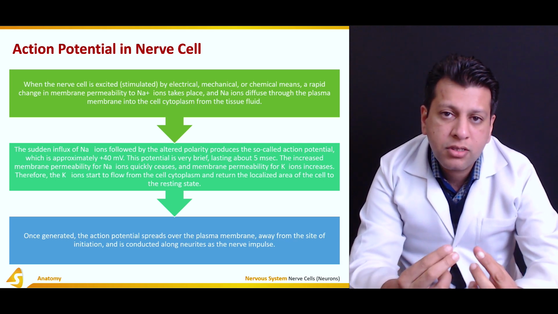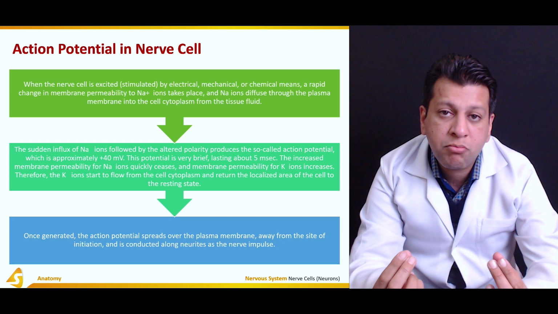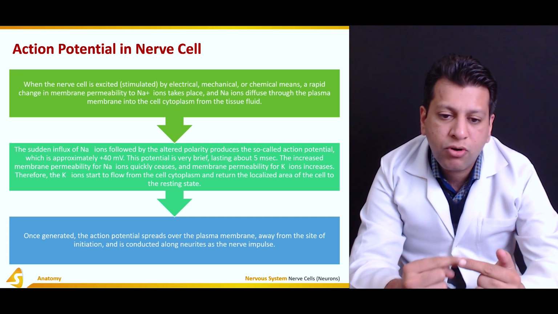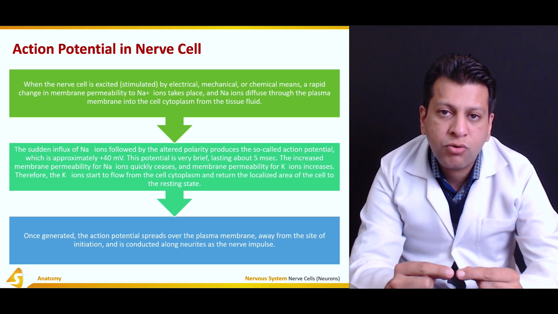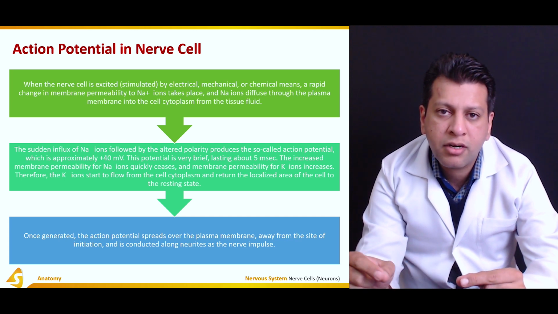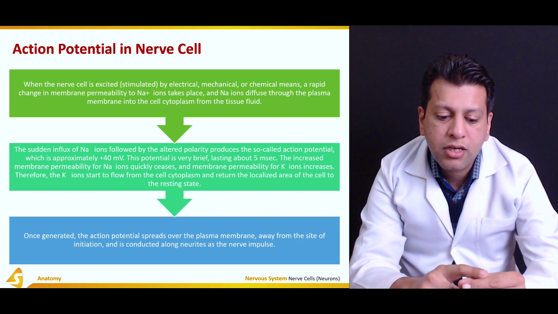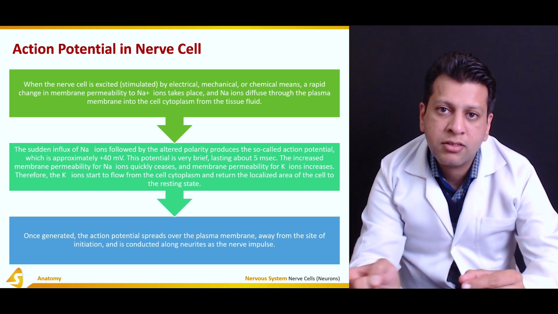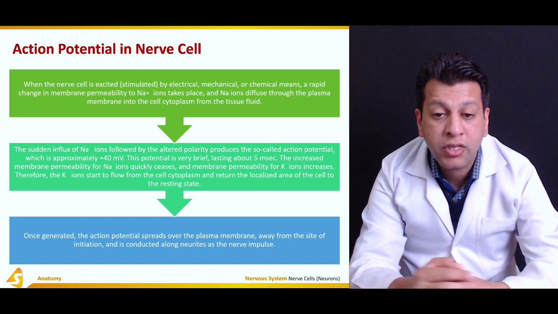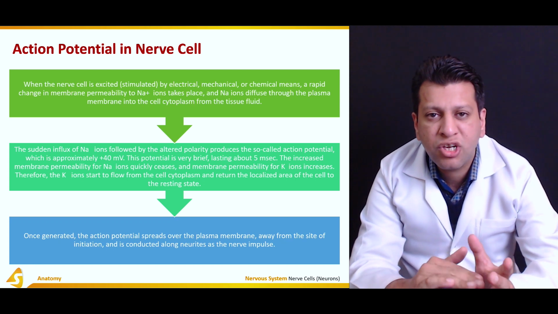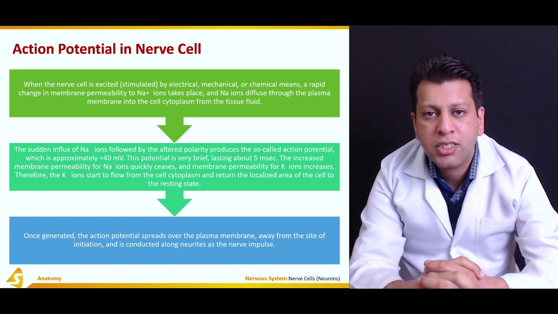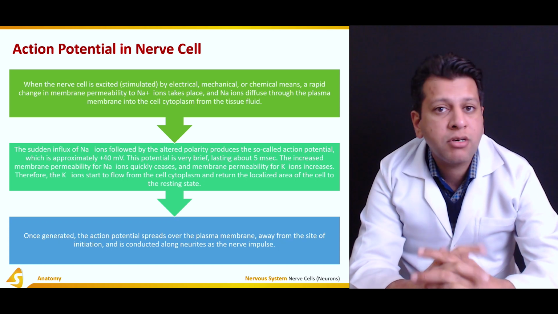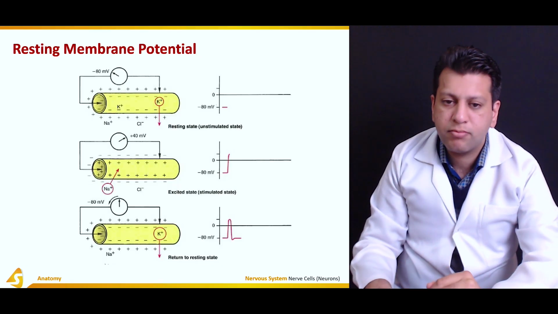I just told you that axons are myelinated, and how they're myelinated is that there are nodes of Ranvier, with insulating materials present at different levels. The action potential jumps from one node of Ranvier to the other, and it is conducted along so that it can travel the whole length of the axon. This jumping from one node to another node is called saltatory conduction or saltatory type of action potential.